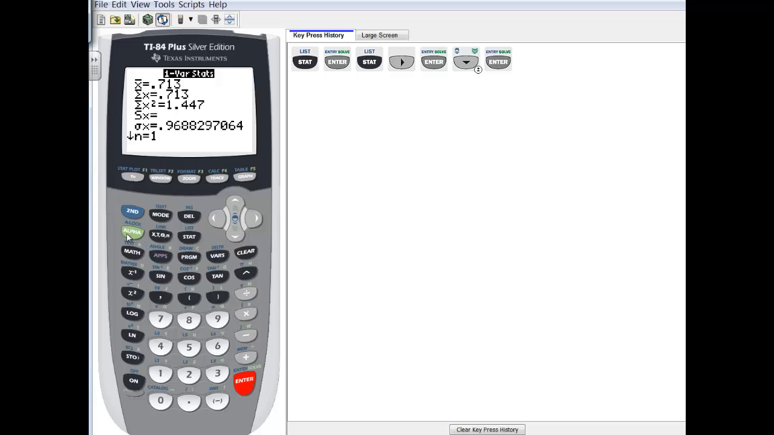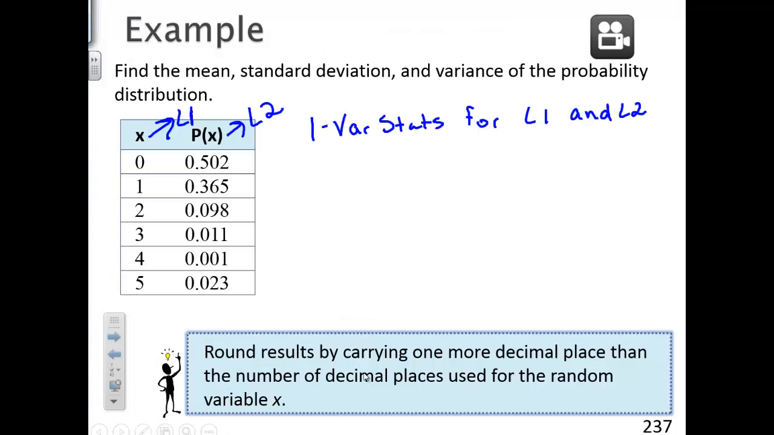The calculator recognizes this as a probability distribution and does not give us an Sx value, which was our standard deviation from previous chapters. Instead, the only value we have is sigma x, and that sigma x is going to be our standard deviation. So x bar is still the mean, 0.713. Then we'll need this whole number to find our variance. Remember, variance is sigma, or standard deviation, squared. So let's go back to the slide.